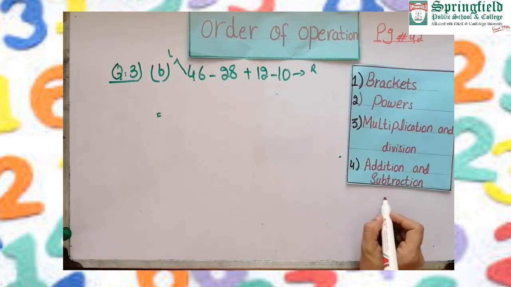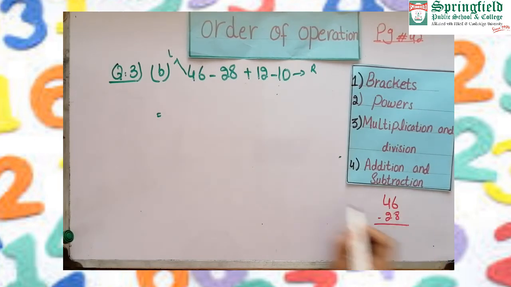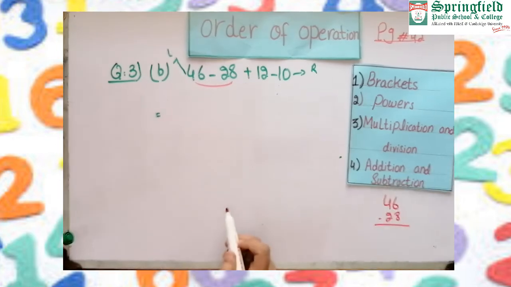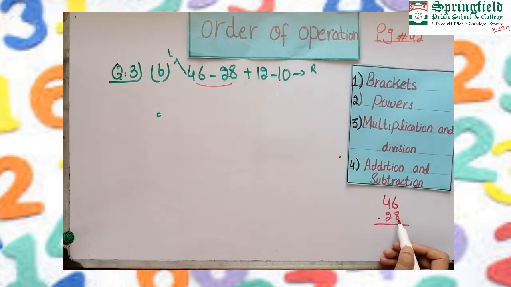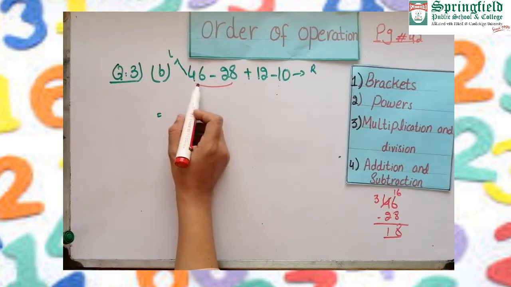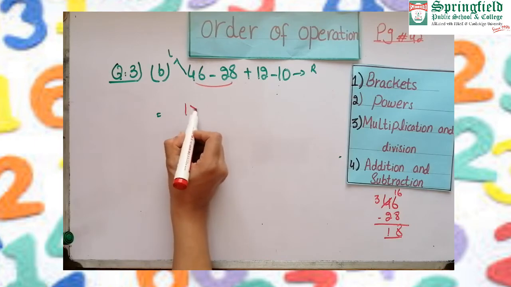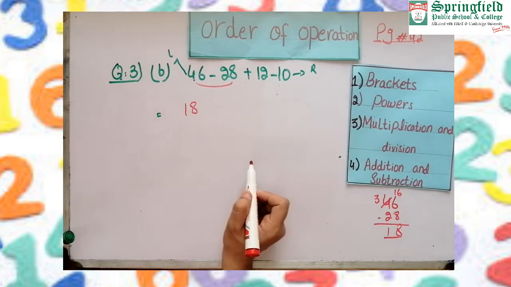46 minus 28. What will be the answer? First we will subtract 28 from 46. We can't subtract 8 from 6. So what will we do here? We will carry from 4. So it will become 3 and it will become 16. 16 minus 8, 8, and 3 minus 2, 1. It means 18. When we subtract 28 from 46, you will get 18.